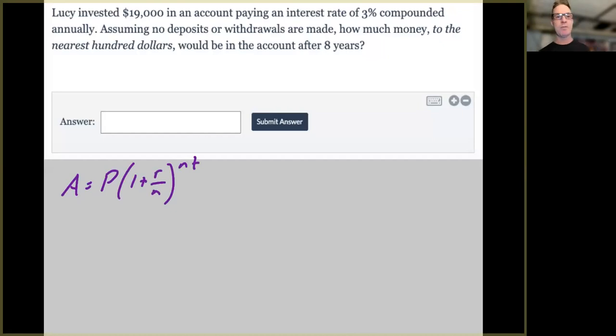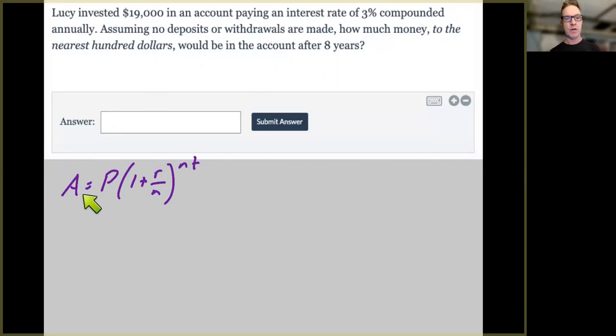Here's one example of a problem that you're going to see. Lucy invested $19,000 in an account paying an interest rate of 3% compounded annually, assuming no deposits or withdrawals are made. How much money to the nearest $100 would be in the account after 8 years?